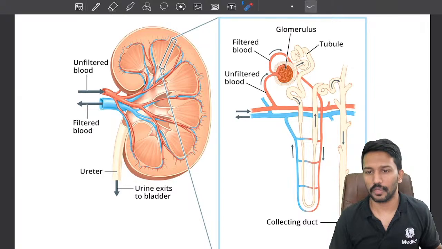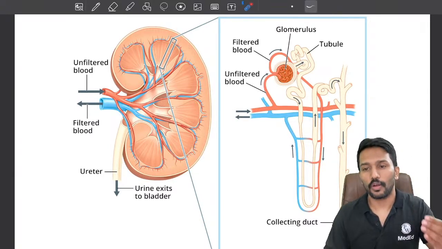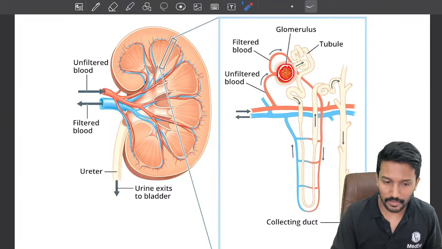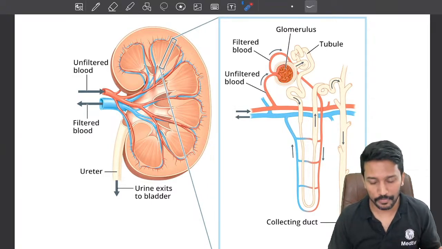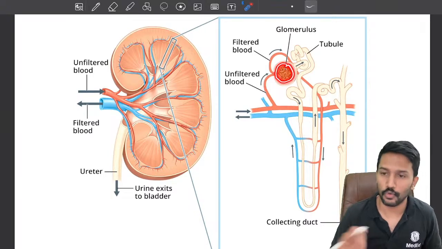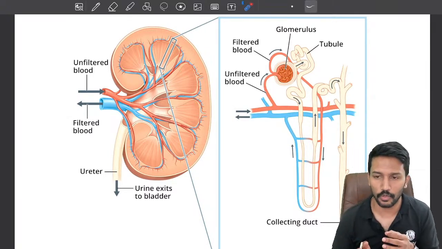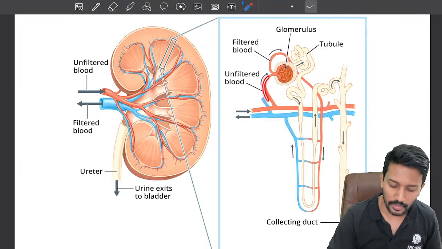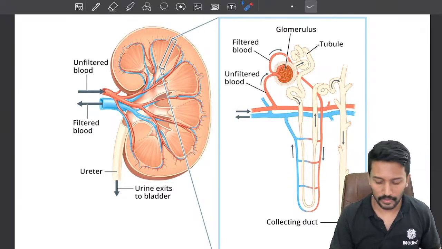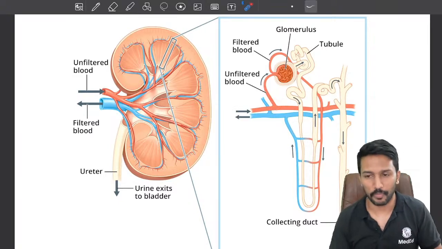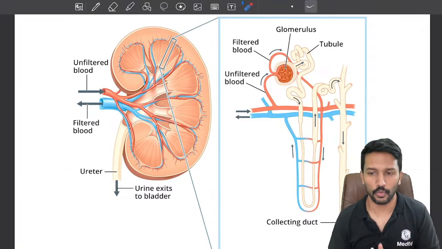Now we have to remember here that the filtration is driven by the intraglomerular pressure, right? The pressure inside the glomerulus should be high for the filtration to happen. If the pressure inside the glomerulus is low, then filtration does not happen. In what condition can the pressure inside the glomerulus be low? When the flow from the afferent blood vessel is low. When does that happen? When the circulating blood volume is low or the patient is in hypotension. This is what we call a pre-renal acute kidney injury.